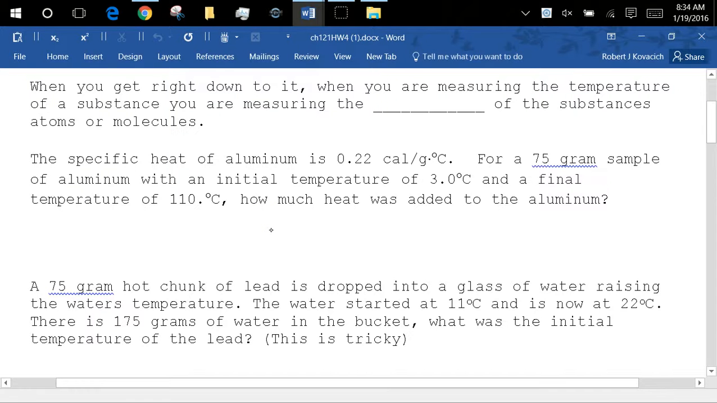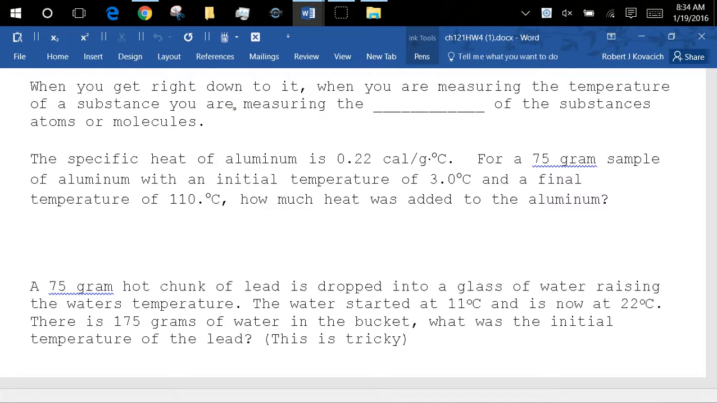What are we measuring when we're measuring temperature? Energy? Okay. So the excitement of the atom? Speed. Speed.